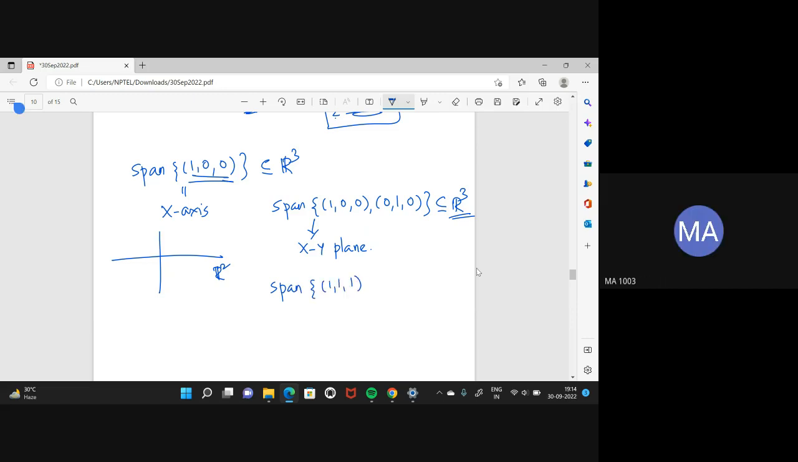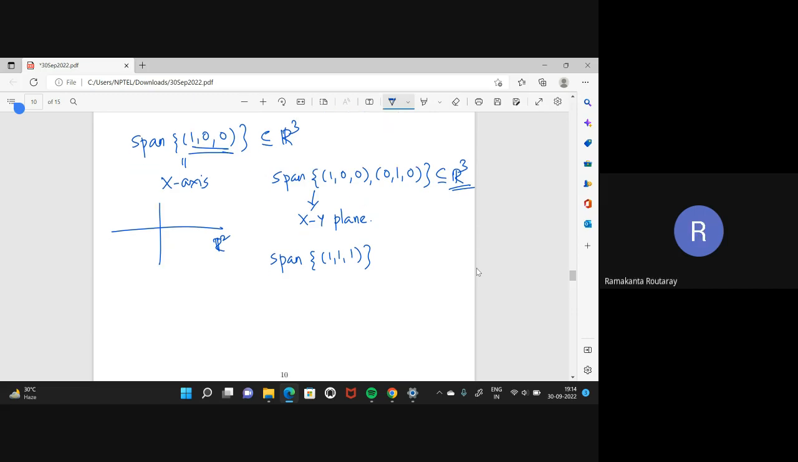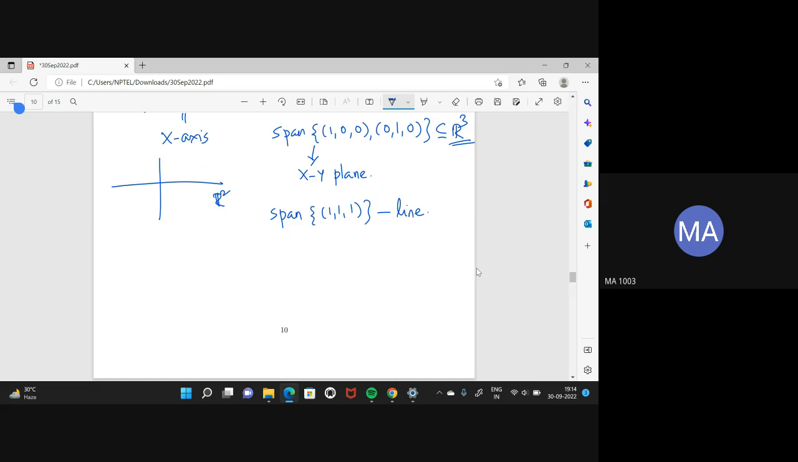Span of (1, 1, 1), is it a plane or a line? Plane only, ma'am. No, this will be a line, right? See, how will linear combinations of this set look? Alpha times 1 plus beta times 1. No, this is one vector. Where will this span lie? On R3.